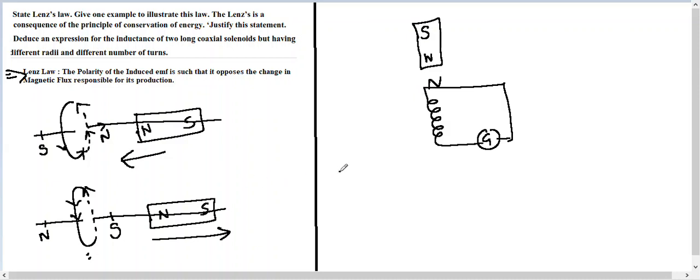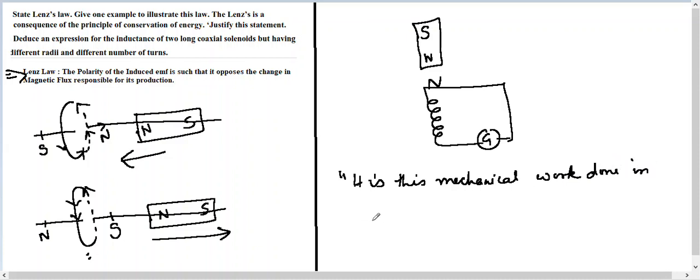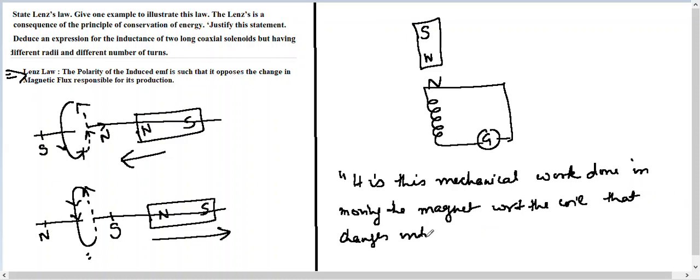So I'll just repeat what I said, and I'm going to write it down as well, that it is this mechanical work done in moving the magnet with respect to the coil that changes into electrical energy producing induced current.